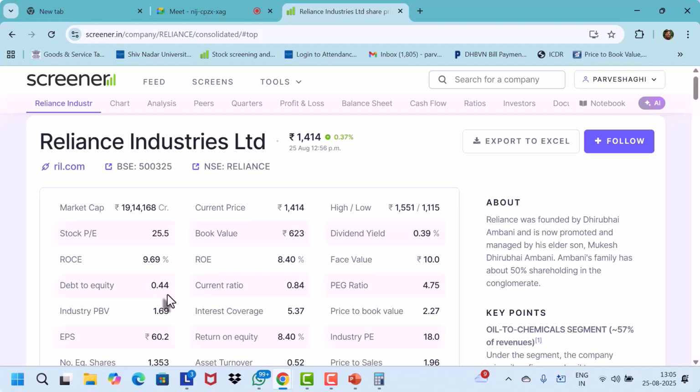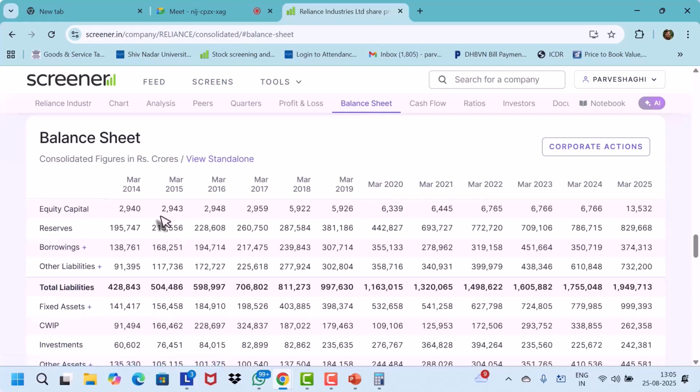Now we go to the balance sheet. Look at the debt here, the borrowings. How much debt is the company having? 3 lakh 74 thousand crore, absolutely. Now compared to last year or compared to 2023, has it gone up or gone down? It was 4.5 lakhs, now it has come down to 3 lakh 74 thousand. Of course, in March 24 it was a little less, but then it has picked up a little bit.